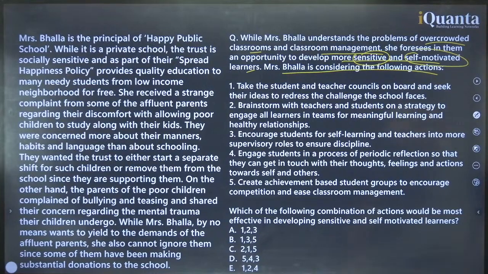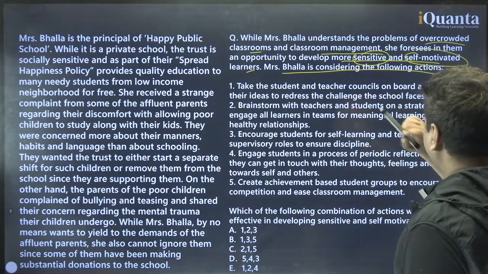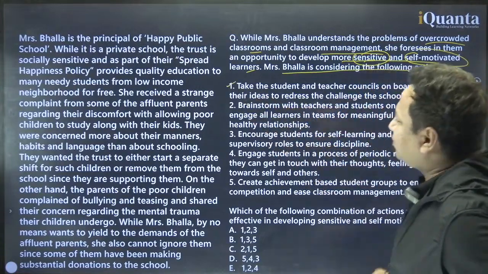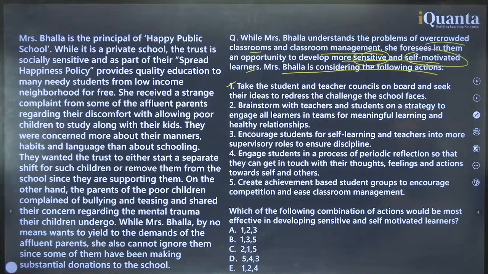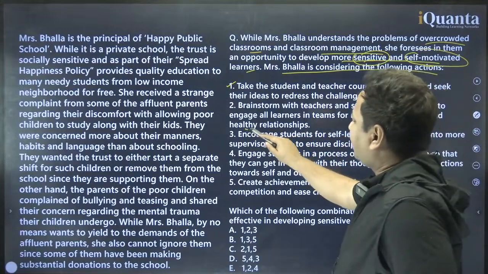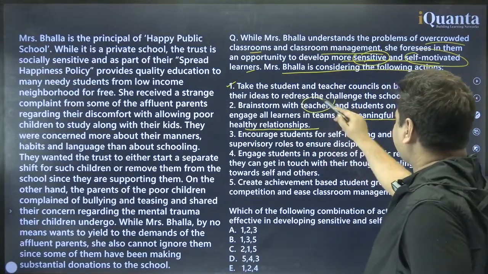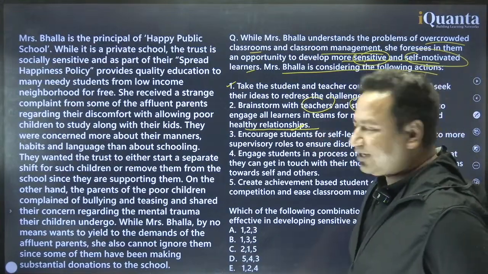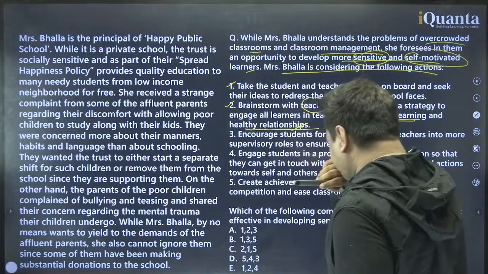Looks good. It looks like it should be there. Sensitive hoga. So one should be there, isn't it? 2, brainstorm with teachers and students on a strategy to engage all learners in teams for meaningful learning and healthy relationships. So teachers can actually go meaningful learning, and students can also have ideas. Healthy relationships. 2 also looks good.